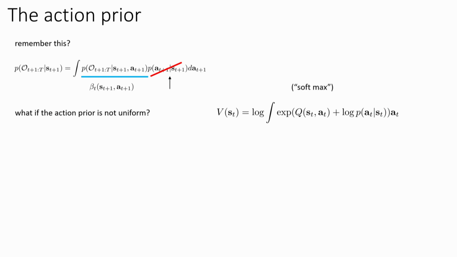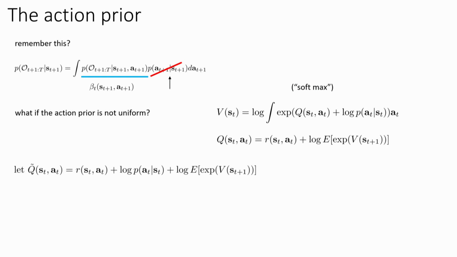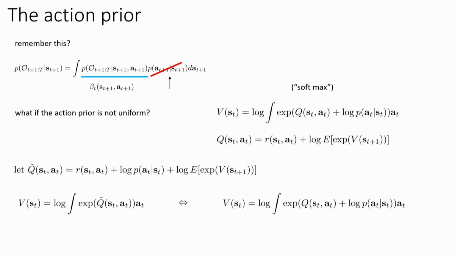If you have that change, then before your Q function was this R plus log expectation exponential of next V, we can also define a Q tilde, which is R plus the log action prior plus the expectation of the next V. And now I can rewrite my V as the softmax of Q tilde, right? So this and this are exactly the same. And what that means is that if I have a non-uniform action prior, all I have to do is add it to my reward, redefine my reward to be R plus log P of A given S, and then switch back to a uniform action prior, and I get exactly the same equations.